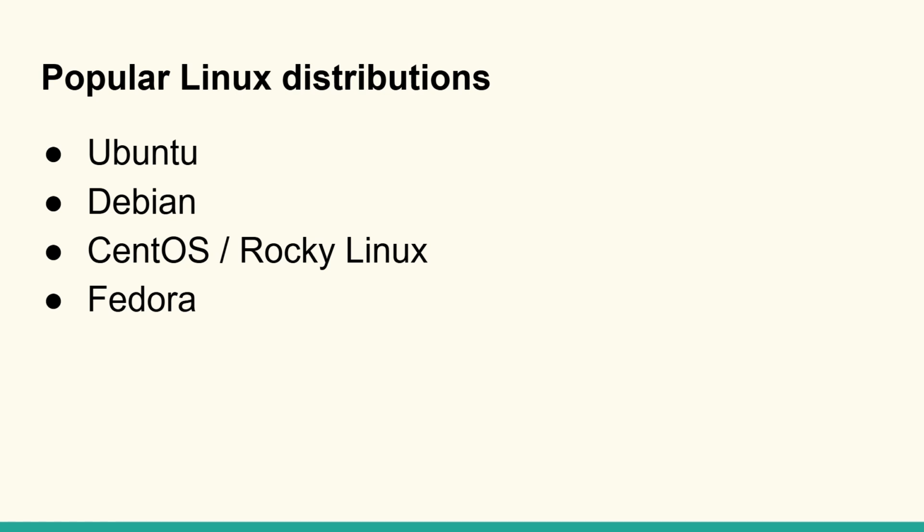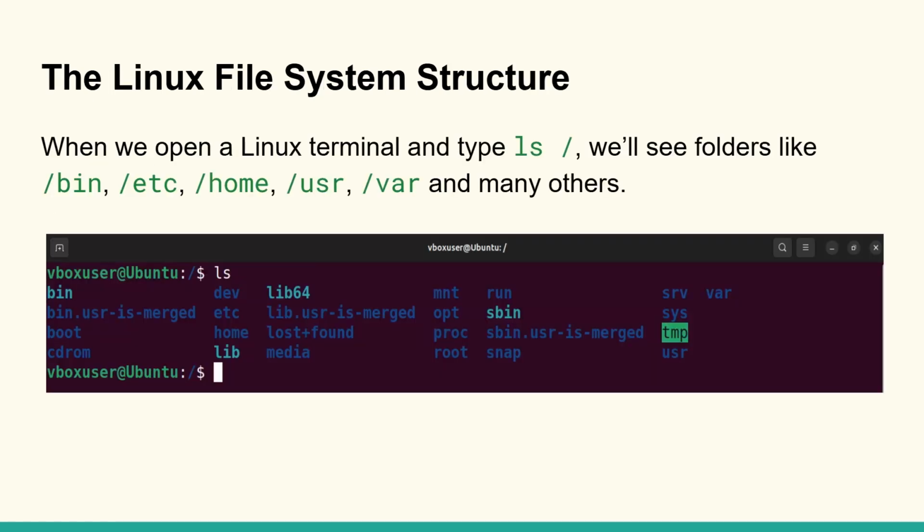So in short, Ubuntu is beginner friendly and popular, whereas Debian will provide us stability and purity. If we talk about CentOS or Rocky Linux, then it will provide us enterprise level stability, whereas Fedora is developer friendly in nature. So now that we know what distributions are, let's look at what makes them similar in nature, that is the Linux file system structure.